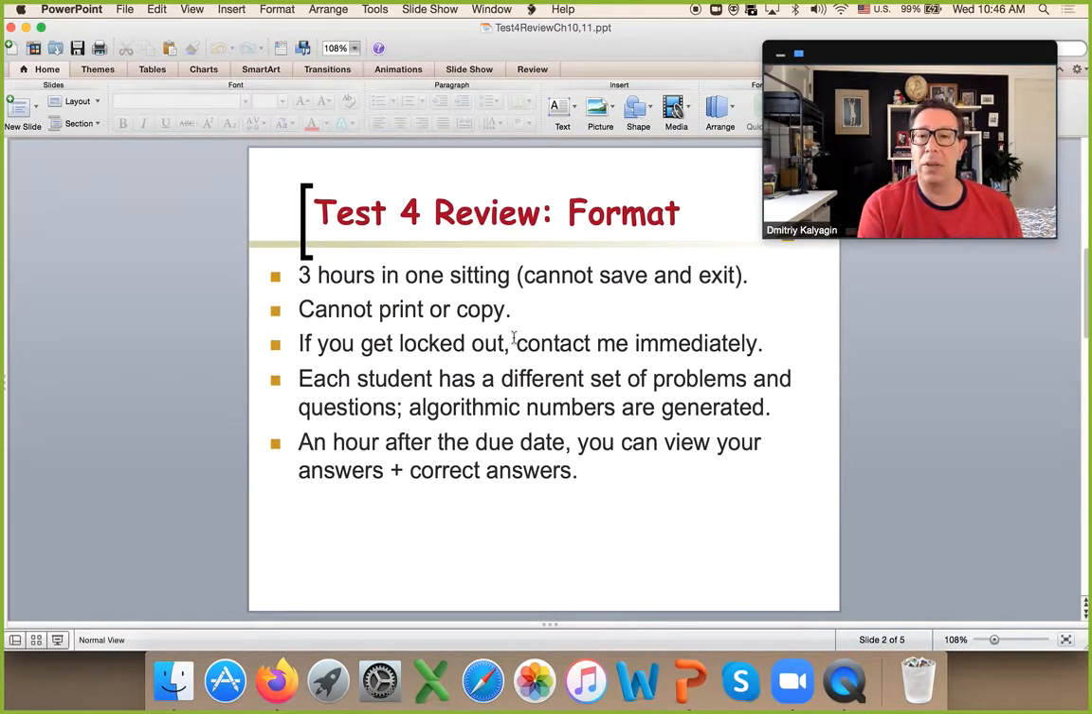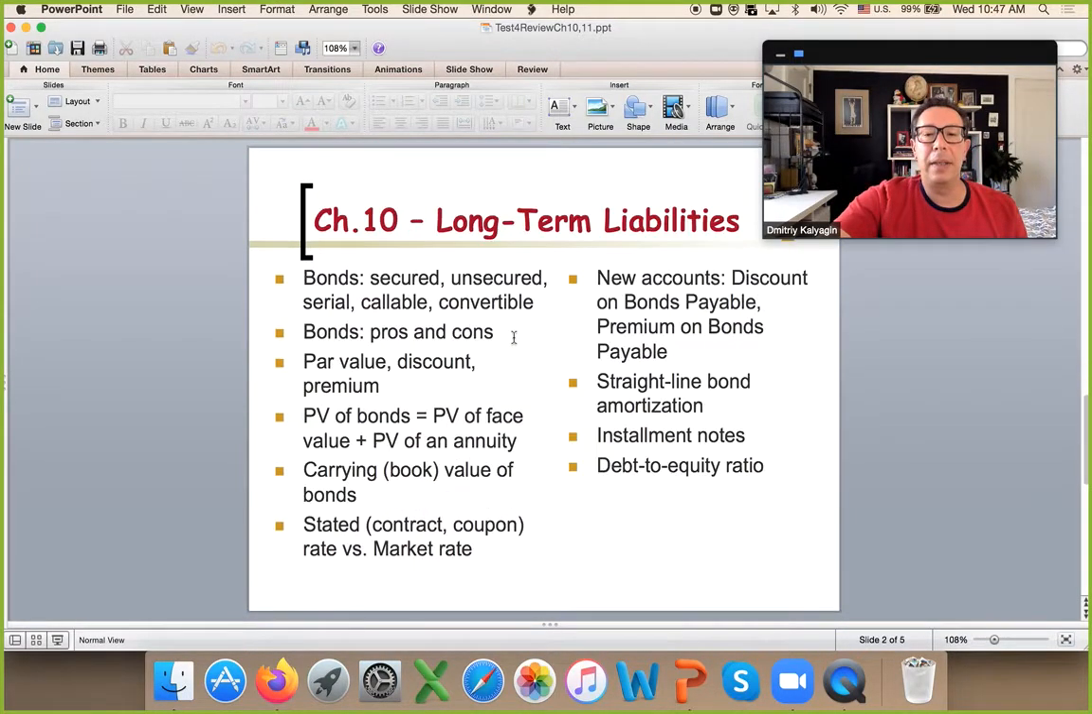You cannot print or copy. If you get locked out, let me know, and I can reset the test for you. Every student has a different set of questions, and algorithmic numbers are generated for the problems. You can see your score right after you finish the test. After the deadline, you will be able to go back to the test and see what you missed. You will be able to see the complete feedback after the deadline for everybody.